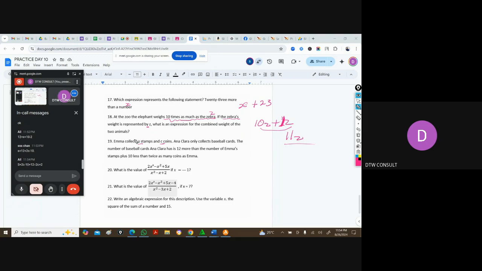Okay, let's look at it together. Is everyone with me? So it says, Emma collects S stamps and C coins. Anna Clara only collects baseball cards. The number of baseball cards Anna Clara has is 12 more than the number of Emma stamps. So let's say baseball is equal to 12 more than the number of Emma stamps. So if Emma stamps is S, Anna Clara's baseball is S plus 12.